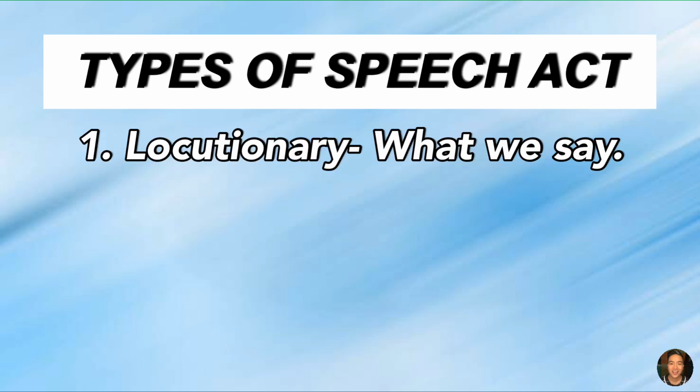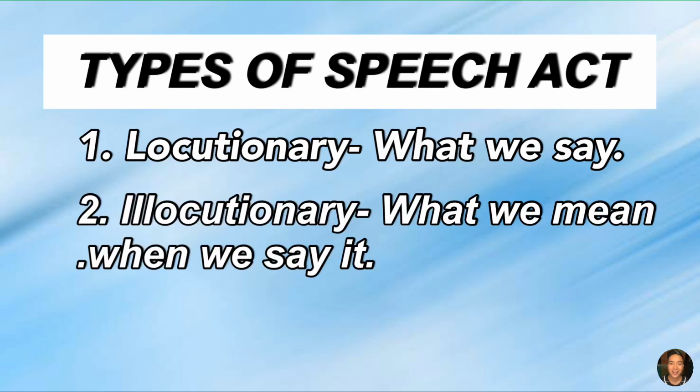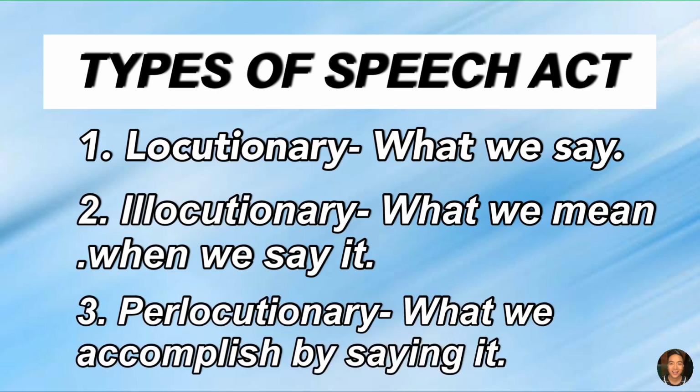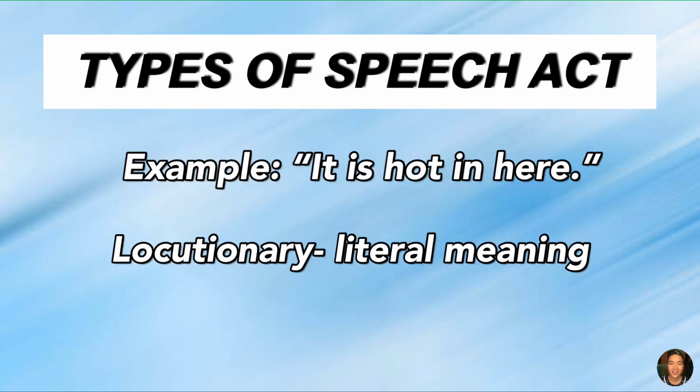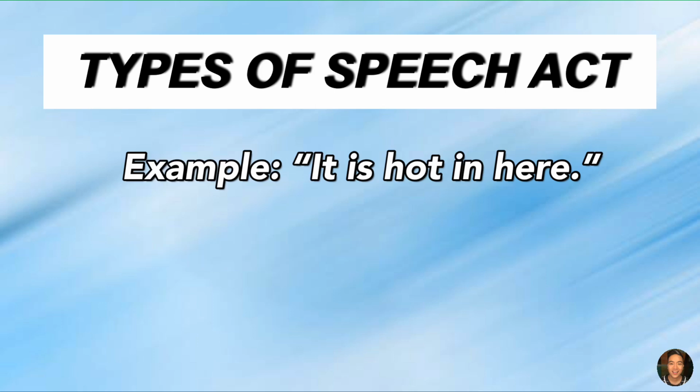All right, so let's have a recap on the types of speech acts. First is the locutionary. It is what we say. And illocutionary is what we mean when we say it. And perlocutionary is what we accomplish by saying it. Let's have another example. It is hot in here. The locutionary is the literal meaning and the utterance of how the speaker uttered the words.